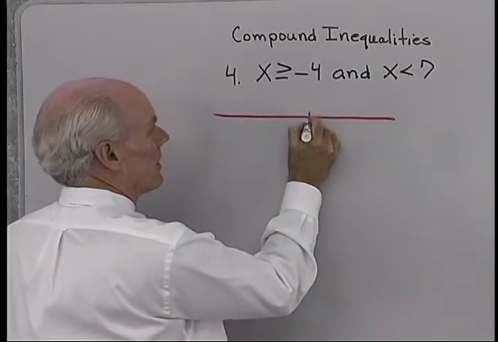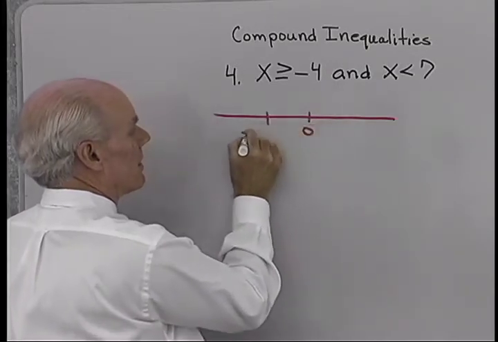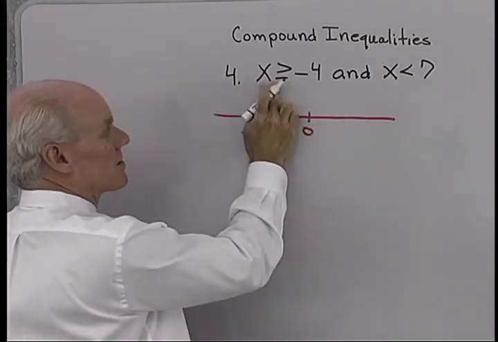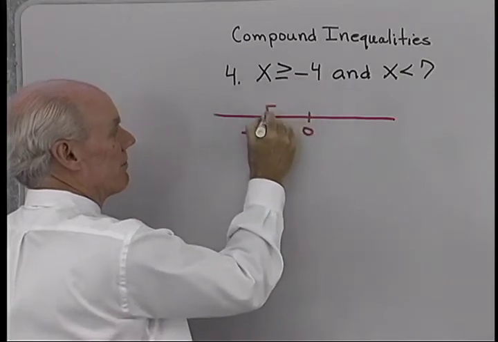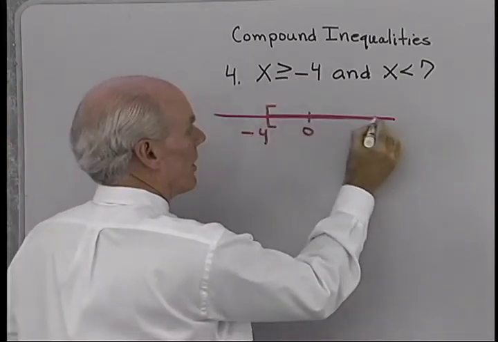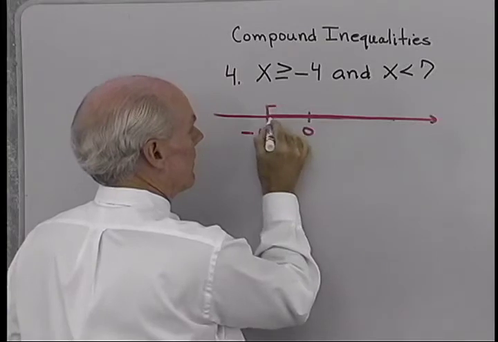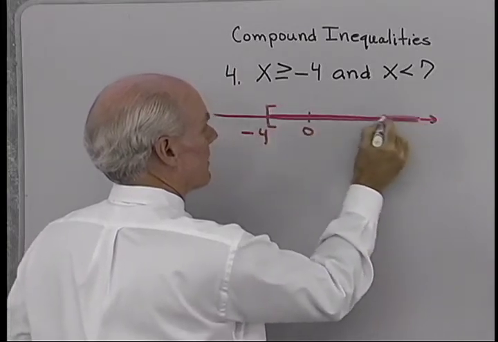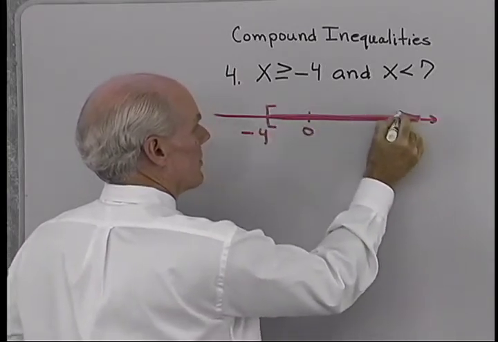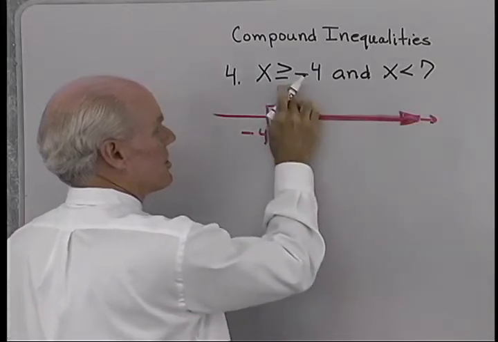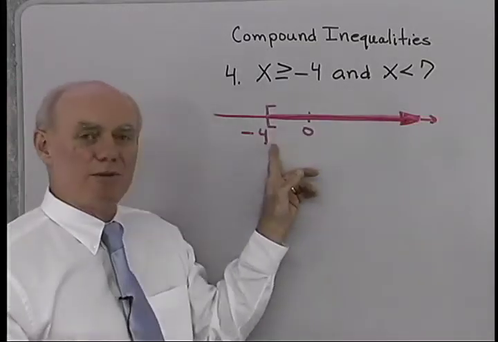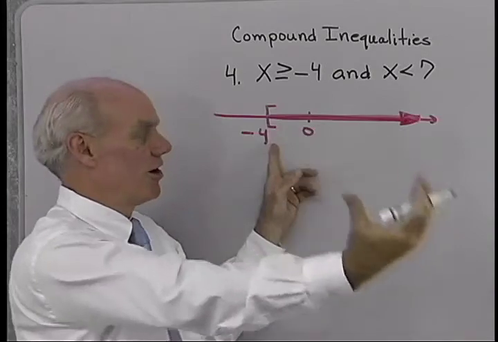I'll put in 0 for reference. -4, I want x greater than or equal to -4. So from here all the way out here. So let's graph that this way. So here's my solution set for my first inequality. X is greater than or equal to -4. So from -4 all the way on out.